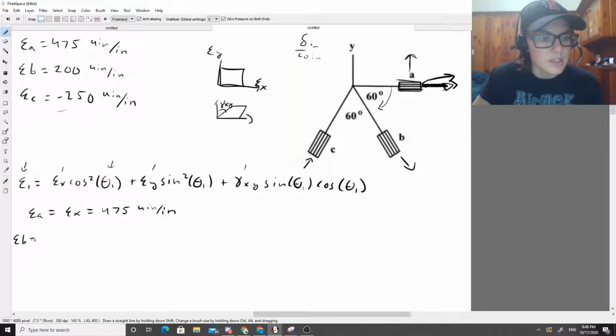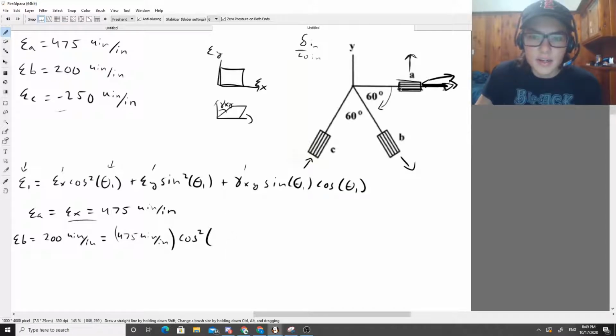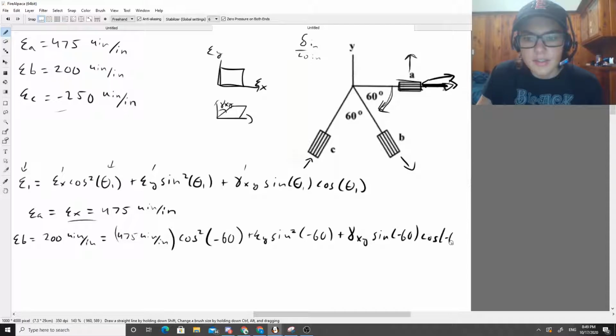So strain at B, which is equal to 200 microinches per inch, is going to be equal to strain at X, which we just said was 475 microinches per inch, multiplied times cosine squared theta, where theta is just the angle off the x-axis again, and it's clockwise, so that's going to be negative 60 degrees, plus strain at Y, which we don't know, sine squared negative 60, plus gamma XY sine negative 60 cosine negative 60.